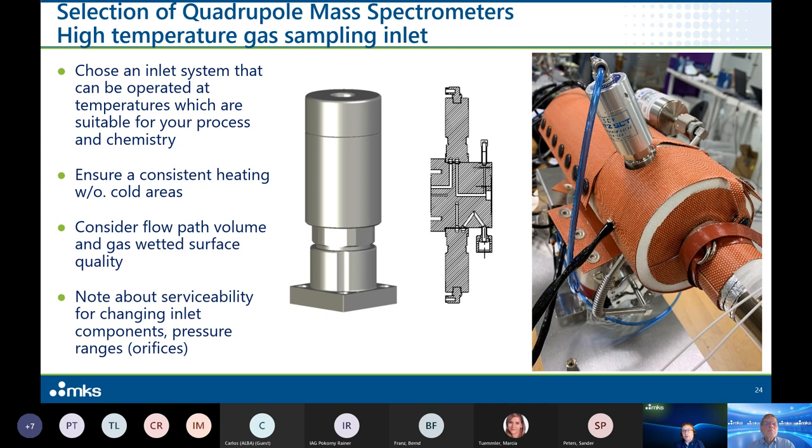But it's right, blocking orifices can be a risk depending on the chemistries and also depending on your cross reaction in your process.